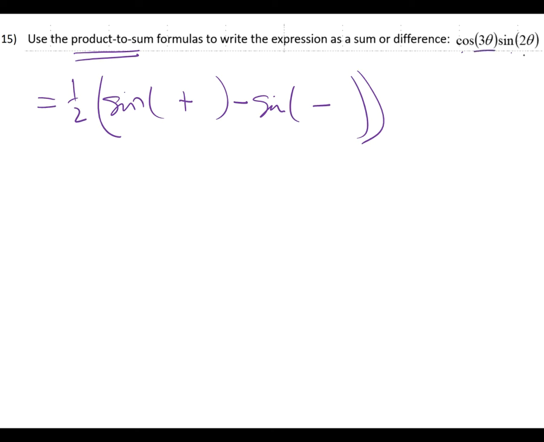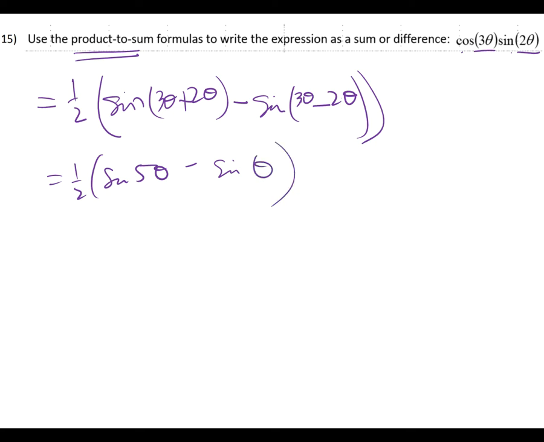Okay? I've got to take my angle measures and drop them in. So 3 theta, 2 theta. Okay, what's 2 theta plus 3 theta? 5 theta. Let's drop this in. Alright, 3 theta minus 2 theta. 1 theta, that's it. Don't try to combine the signs together. They're not like terms. Okay?